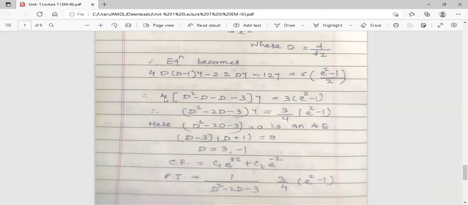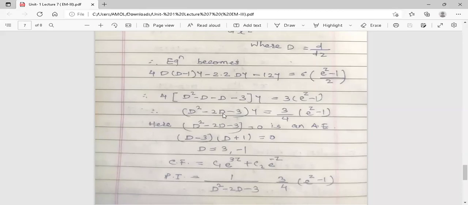Now next, you transfer this 4 to the RHS. It is in multiplication in the LHS, so if we transfer it, it will go to division. In the RHS, 3 by 4 into (e raised to z minus 1). And in the LHS, you solve the bracket term: D square minus D minus 2D. So (D square minus 2D minus 3) into y is equal to 3 by 4 into (e raised to z minus 1). Okay, so this is nothing but LDE.